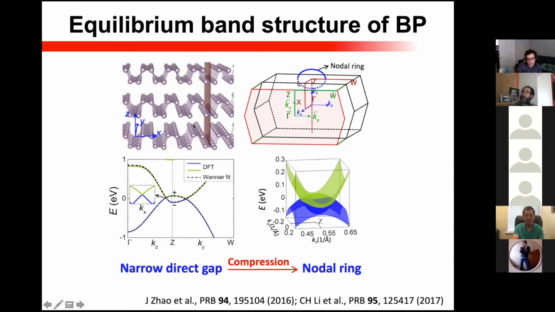However, if you compress it, apply a little pressure, then it transforms into a Dirac nodal ring band structure. Nodal ring basically means there are Dirac points on a circle, so it's like a ring. So it's a Dirac semimetal with a Fermi surface like a circle formed by Dirac points.